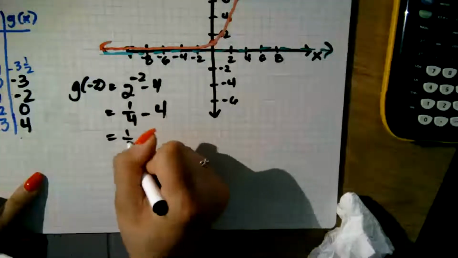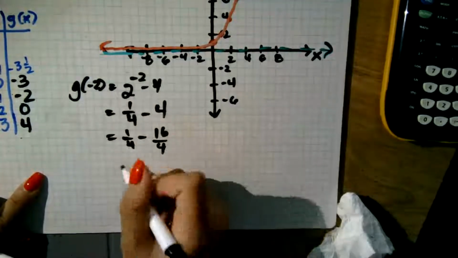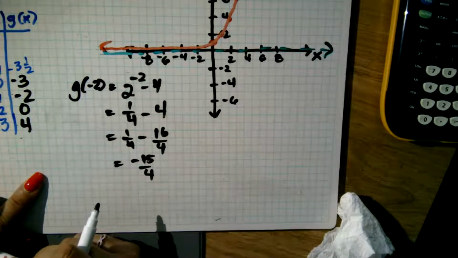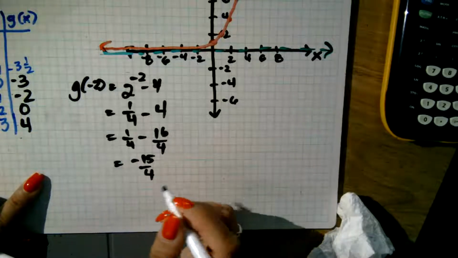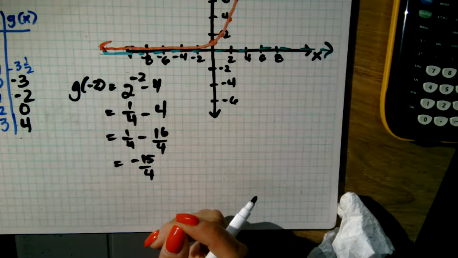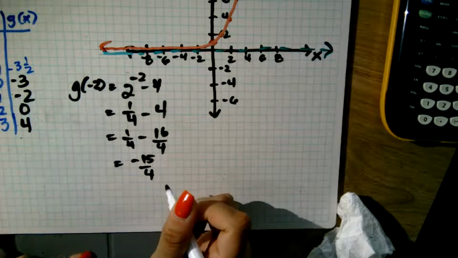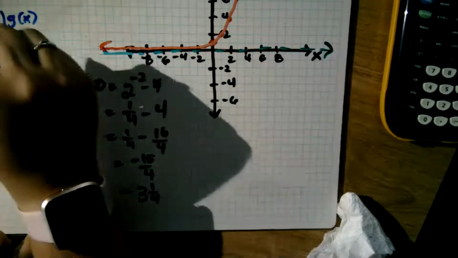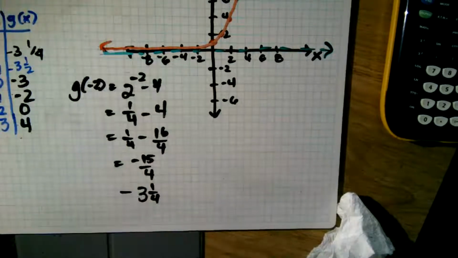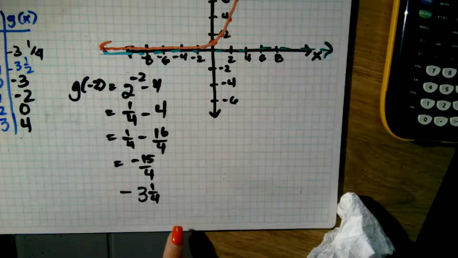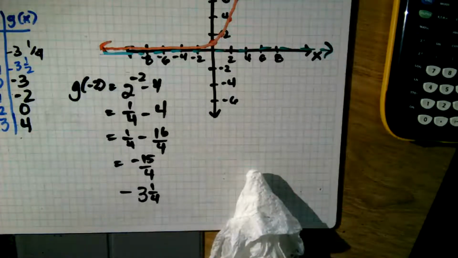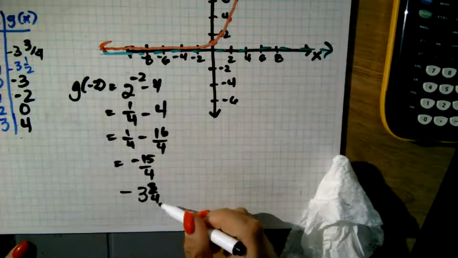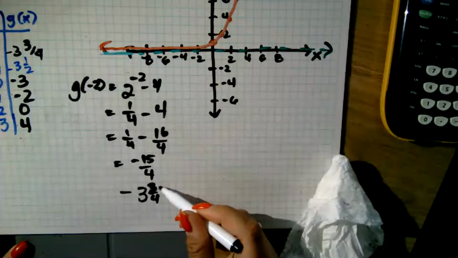So this is going to be 1/4 minus 16/4, which gives me negative 15/4. And negative 15/4 is negative 3 3/4. Remember, hold on, 3/4, my bad. So 4 times 3 is 12, plus 3 is 15.